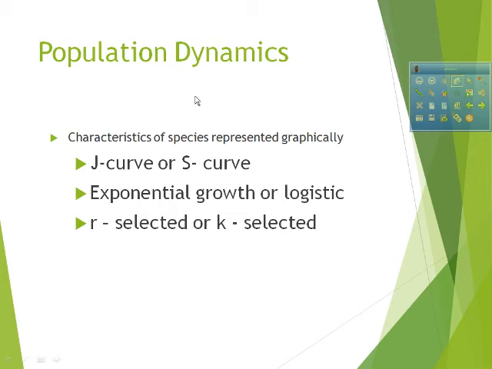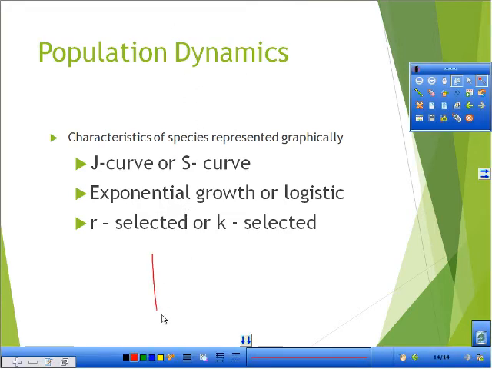So then looking at populations, if we were to look at graphs of this, you would see a J-curve. The population is increasing dramatically. It looks like a J, right? Or an S-curve, they are looking like an S. And this S-curve is generally around a carrying capacity, so you see it fluctuate back and forth.